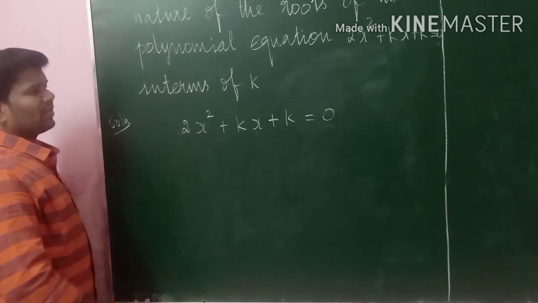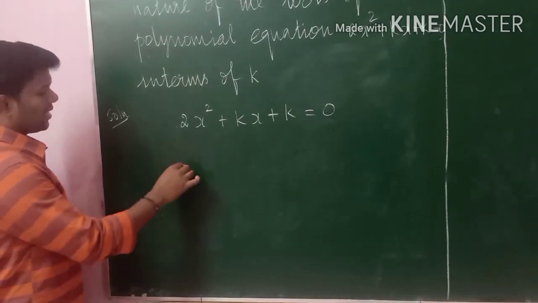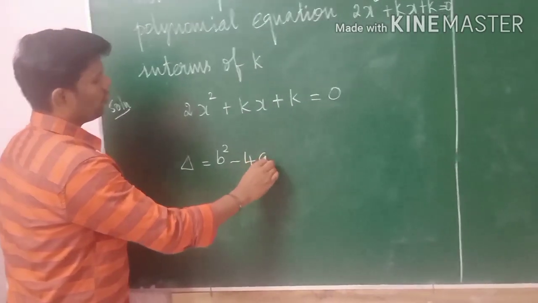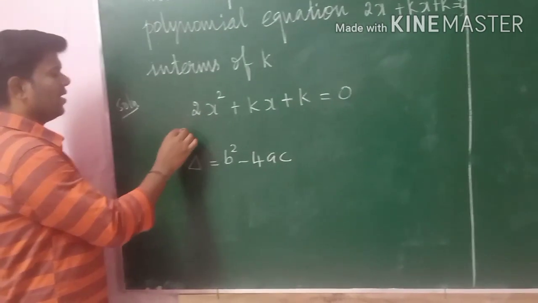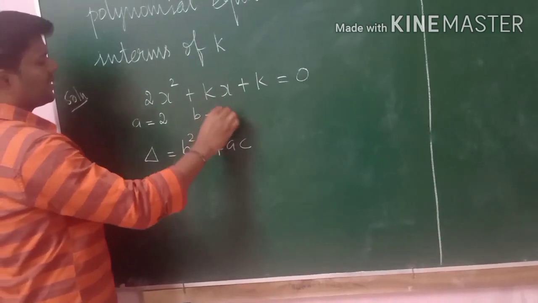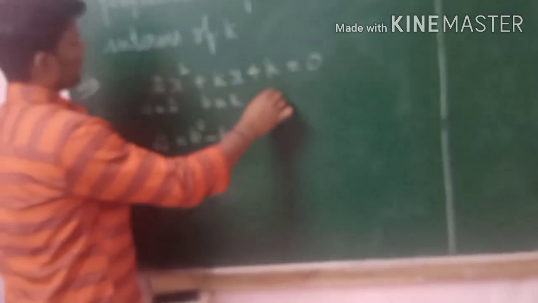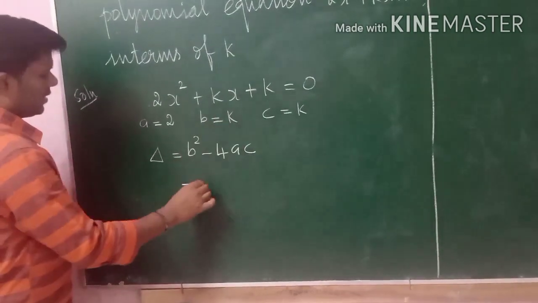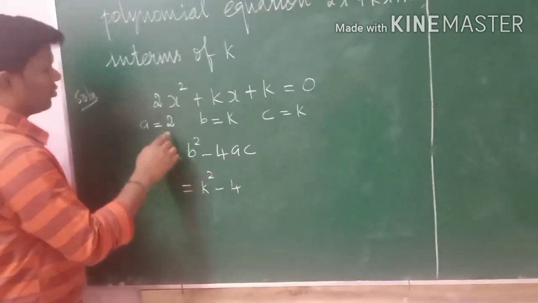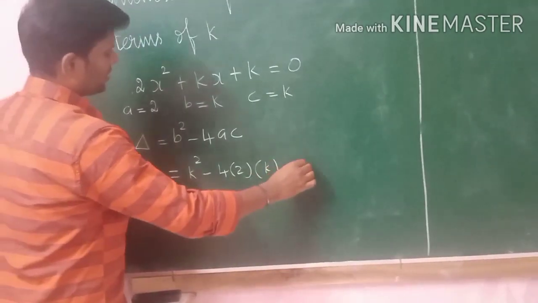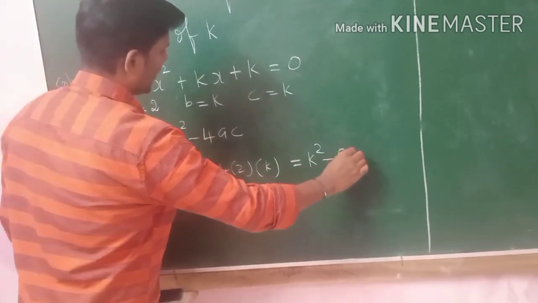So we will look at the discriminant delta. What is delta? Delta is equal to b square minus 4ac. We know a is the coefficient of x square, 2. And b is the coefficient of x, so b is equal to k. And c is the constant term, so c is also k. So delta is equal to b square minus 4ac, which is k square minus 4 into 2 into k, which means k square minus 8k.